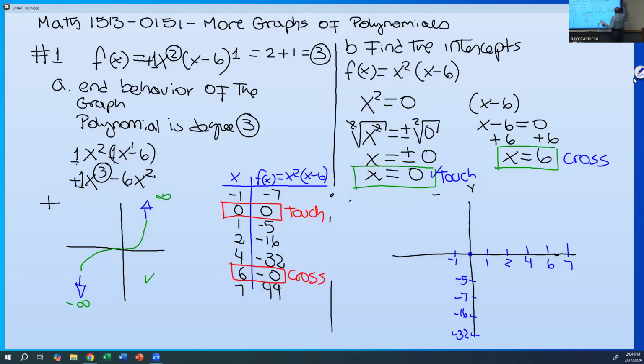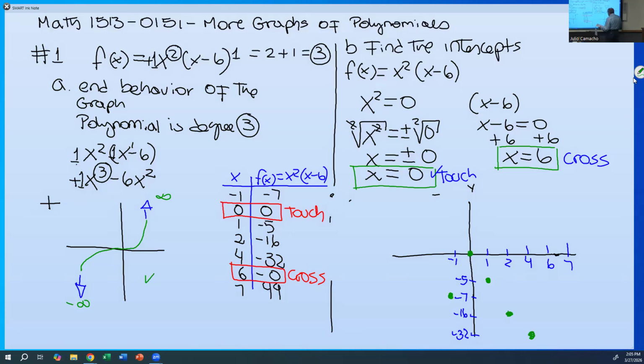I will use the green color to do my line. So my first point that I have for this line is, well, it's -1, -7. That is the first point of my graph. The second one is 0, 0. The next one will be 1, -5 right there. My next one is 2, -16 right there. And then my next one is 4, -32 right there.